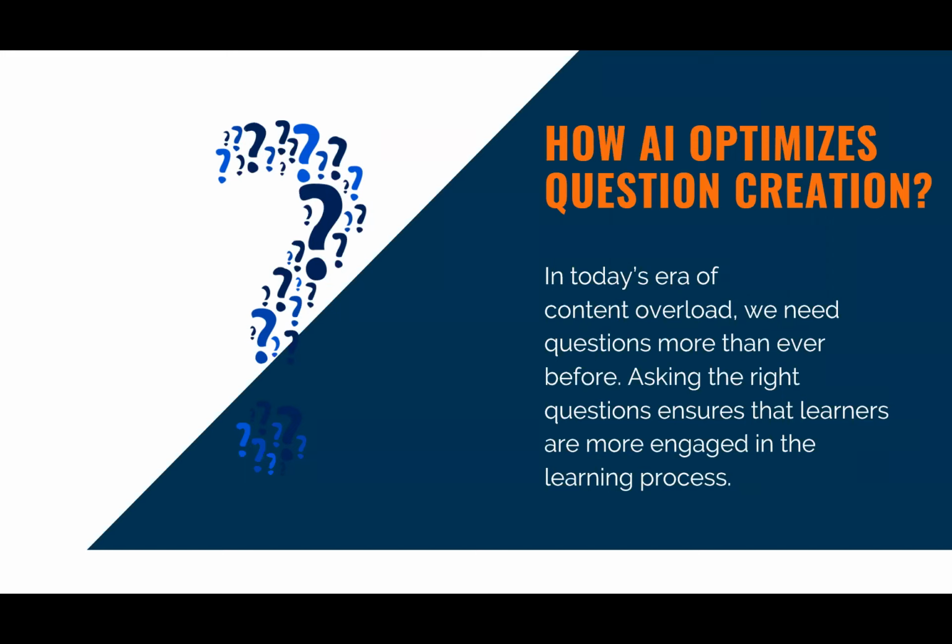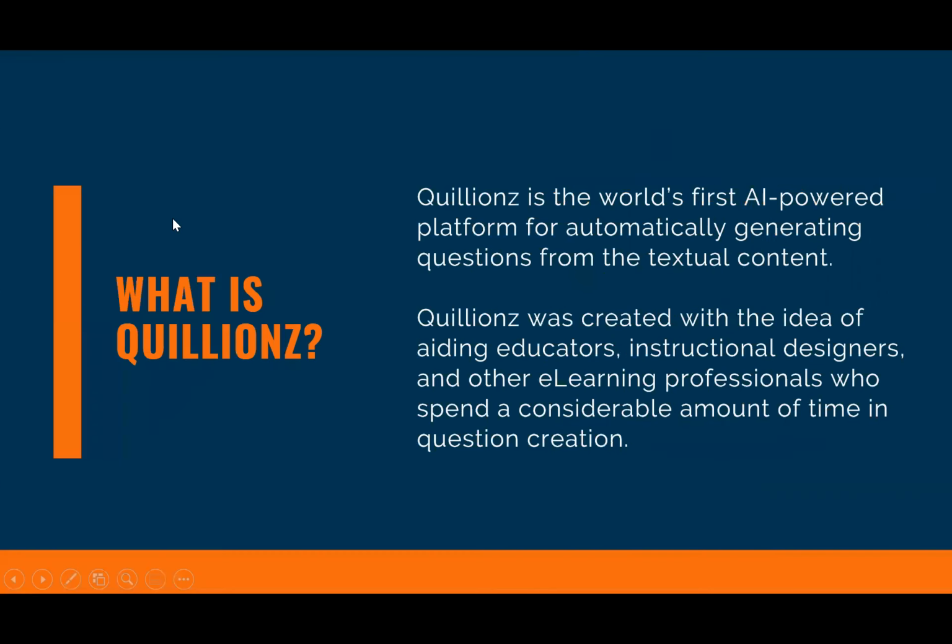So looking at these difficulties, when I came across Quillionz, what happens is Quillionz makes this question creation pretty easy, and it uses a lot of AI algorithms and machine learning to generate questions. So what is Quillionz? Quillionz is the world's first AI powered platform for automatically generating questions from textual content. It was basically created with an idea of helping educators, instructional designers, and other e-learning professionals who spend a considerable amount of time in question creation.